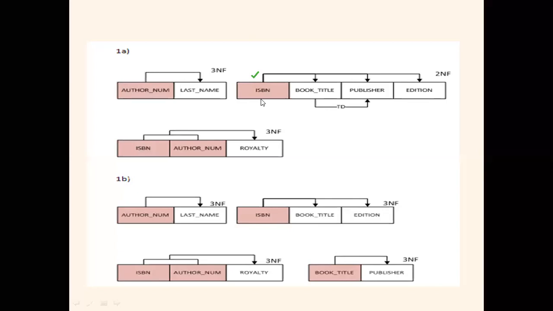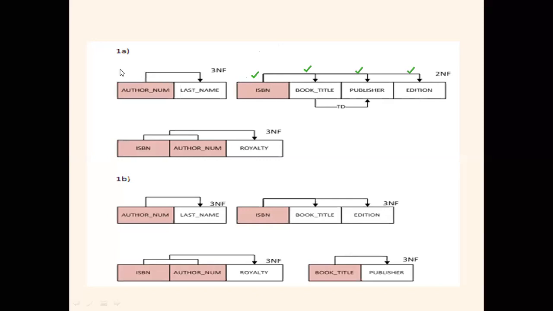ISBN is always of a book, and every book has a title. If we have a book, we have a book title. If we have a book title, someone has written that book, so we have a publisher. If a publisher has published a book, that means it has an edition: first edition, second edition, third edition. So all these four attributes are associated with a book.